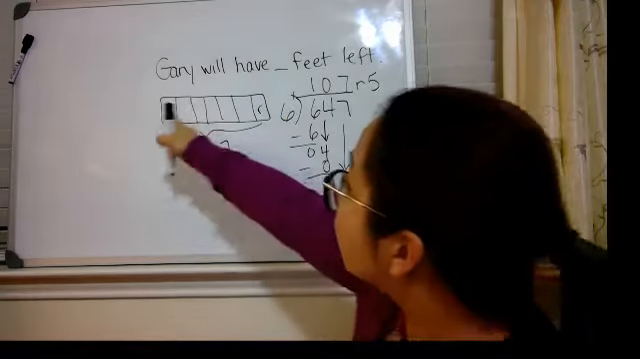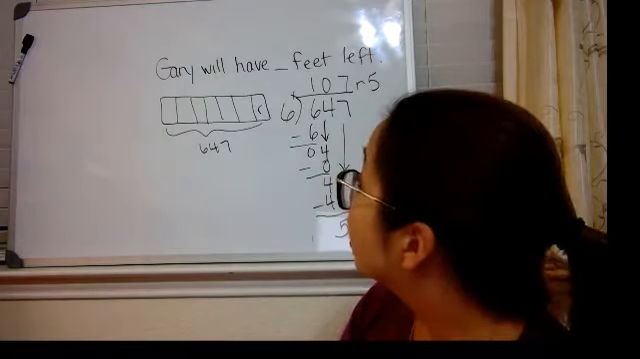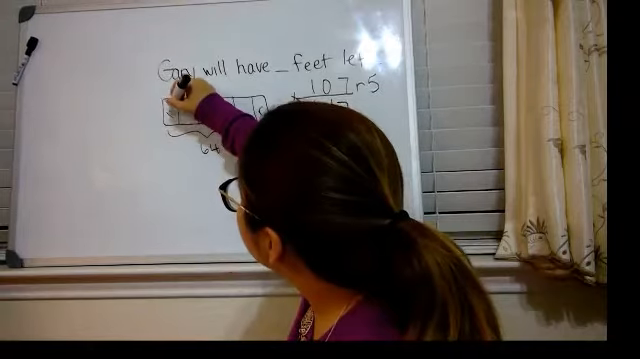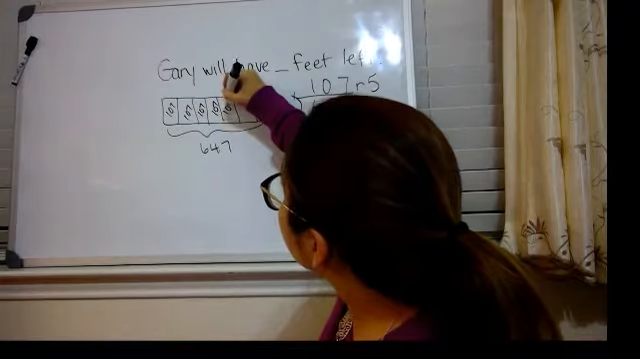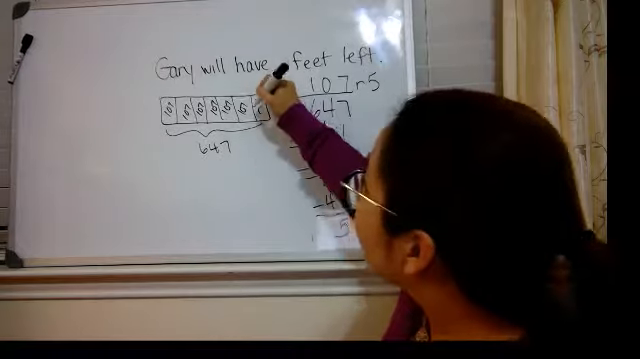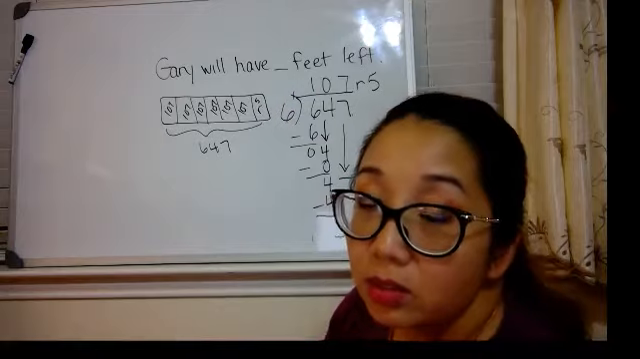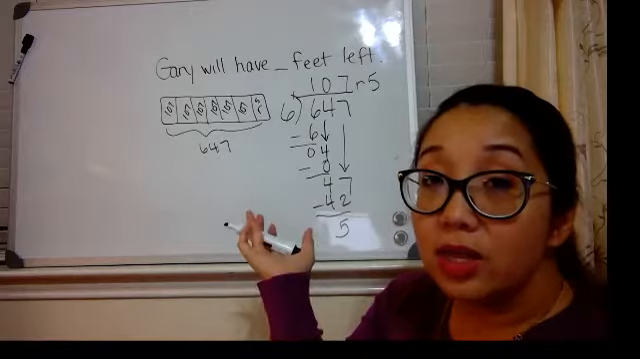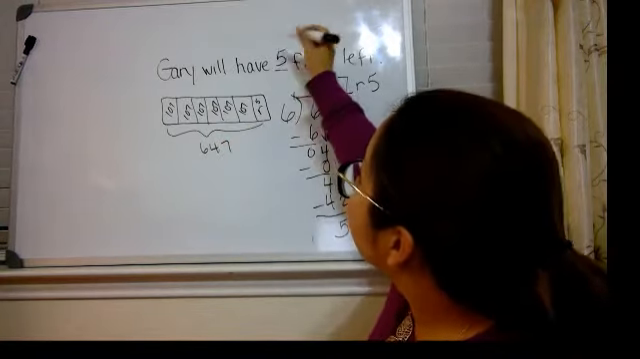So 6 stands for the 6 dog pens. What's the 107? 107 goes here. And R, my remainder, is 5. Okay? So what am I looking at here? Gary will have blank feet left. What does it mean for how many feet he's got left? We're looking for the remainder, which is this right here. So Gary will have 5 feet left.